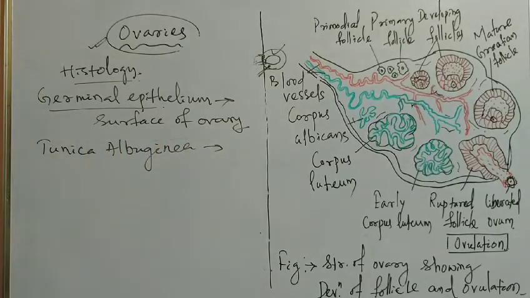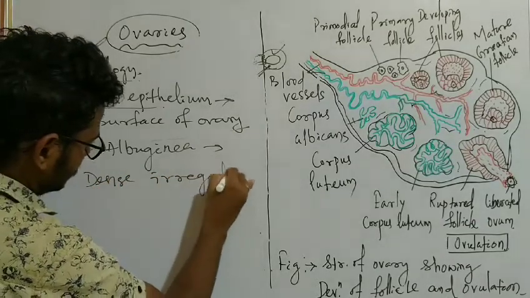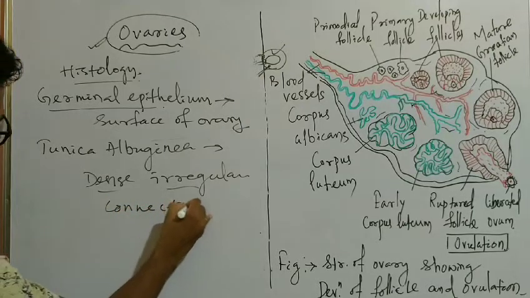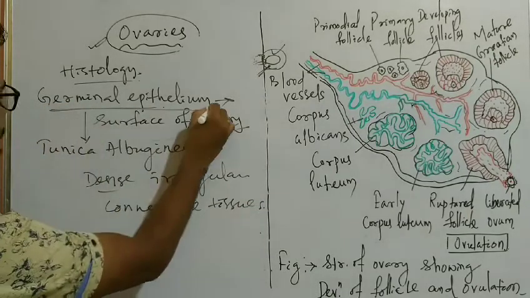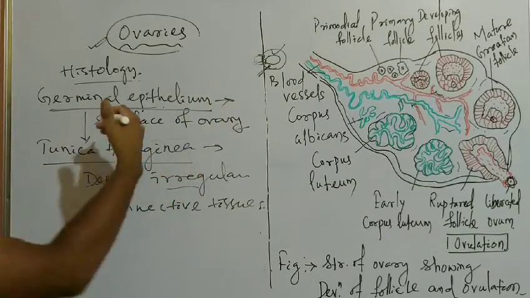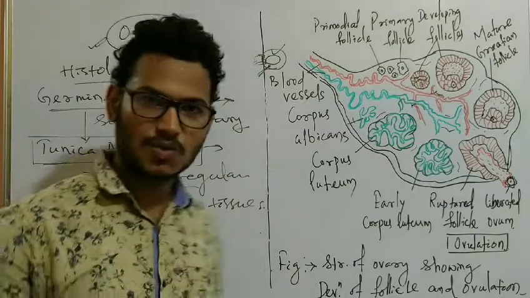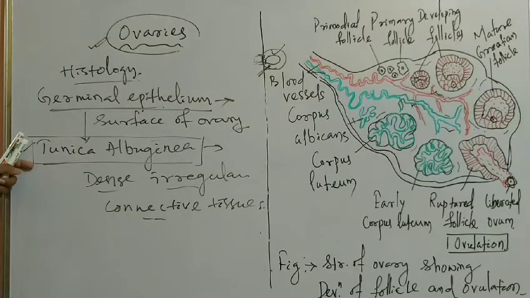What is the tunica albuginea? It is a whitish capsule of dense, irregular connective tissue, located immediately deep to the germinal epithelium. So after the germinal epithelium, if we go deeper, we see the dense, irregular, whitish, fibrous connective tissue, which is known as the tunica albuginea.